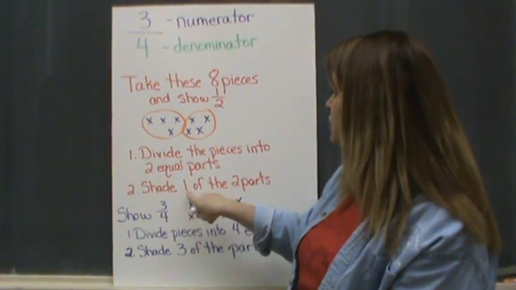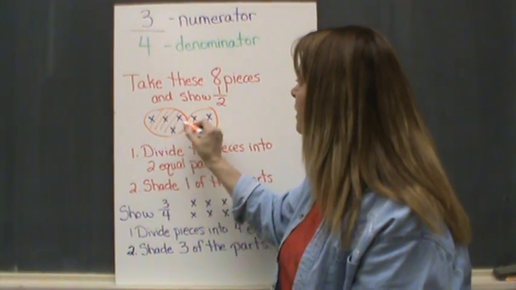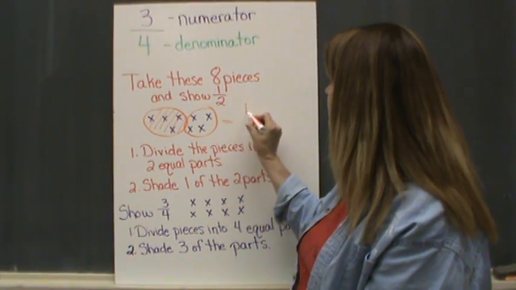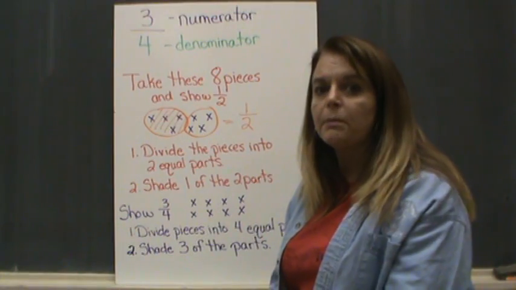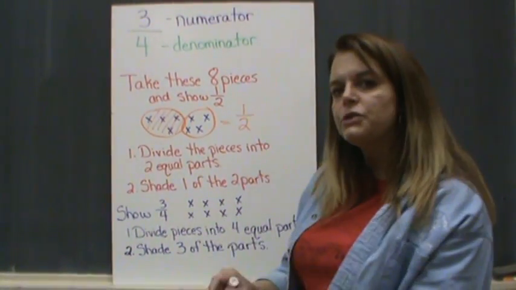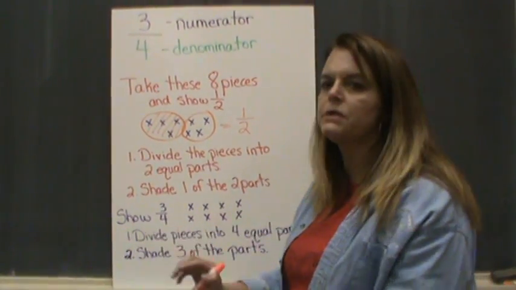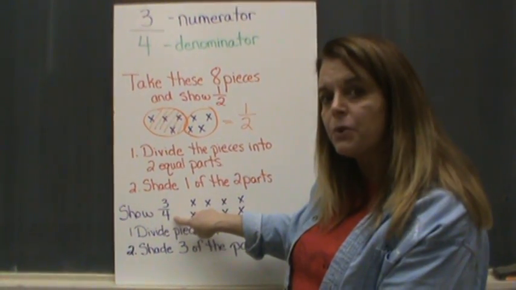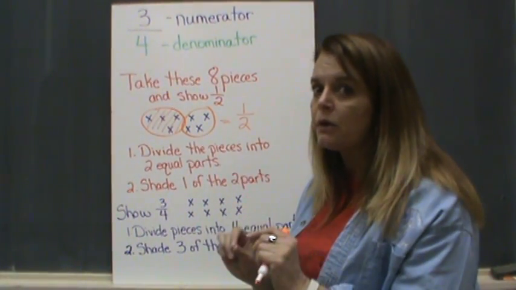And now I want to shade one of the 2 parts. So if I do this, I have shaded one of the 2 parts. And I have 2 parts. So this is showing me 1/2 shaded. Let's do one more. If I wanted to show 3/4, first thing I'm going to look at is my denominator. My denominator is 4. That tells me how many parts I need. They need to be equal.